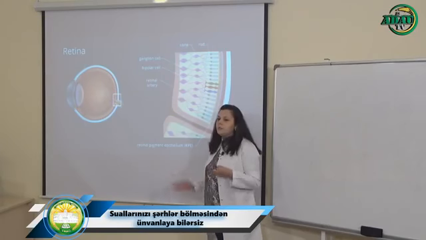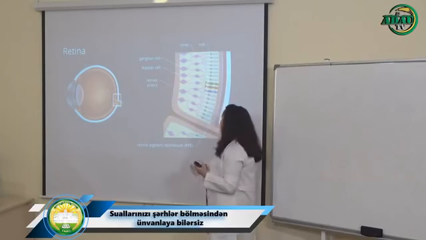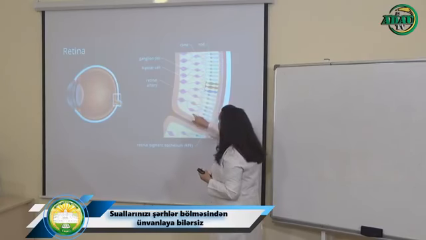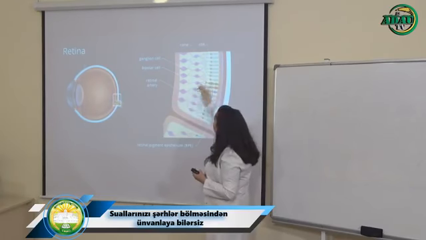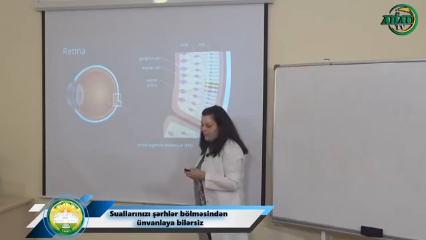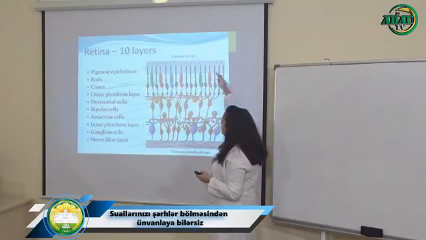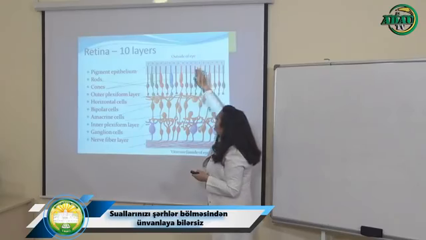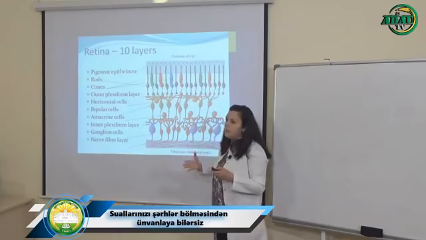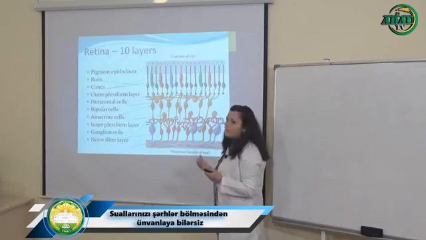Retina consists of 10 layers, and these 10 layers are represented by 3 groups of neurons. So here you can see the layer of the first neuron, the second layer, and the third layer of neurons. In this illustration, I hope that you can see all 10 layers clearly. The first layer has the pigmented cells, lots of pigments which surround rods and cones.